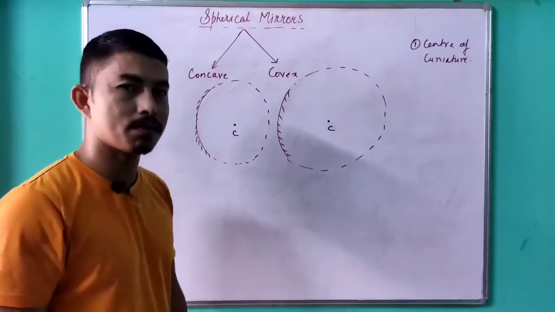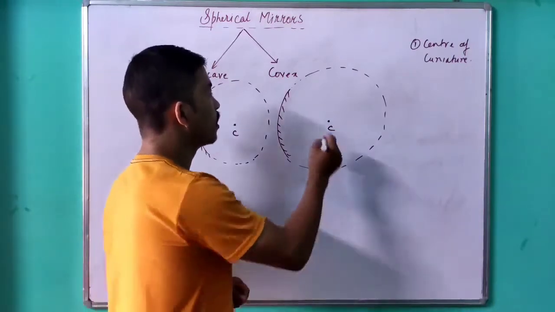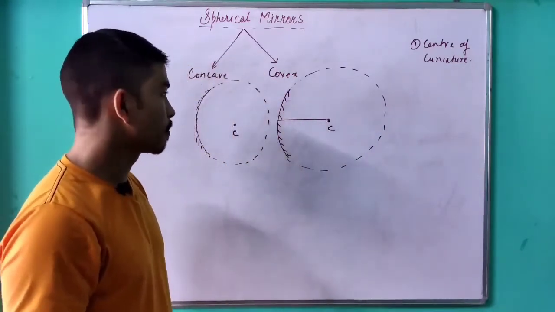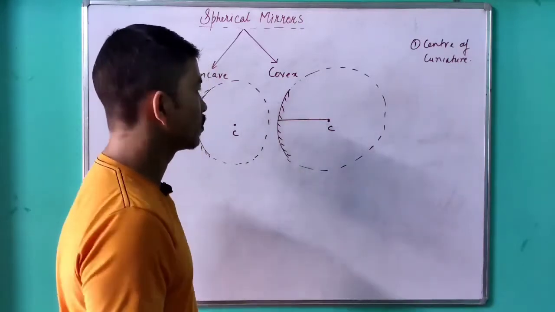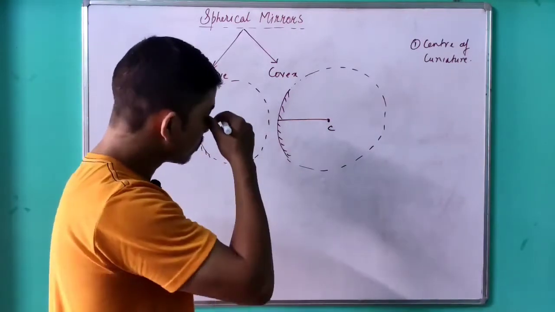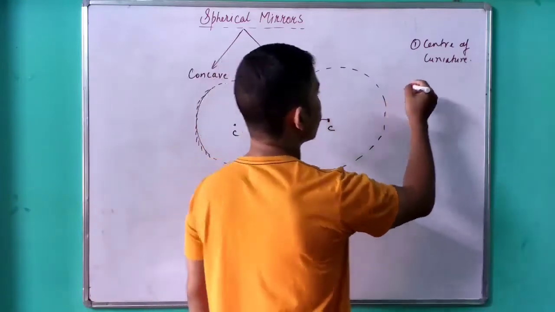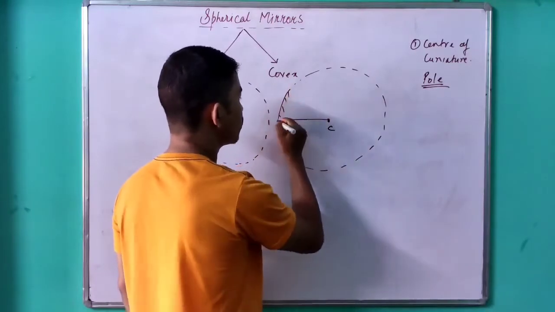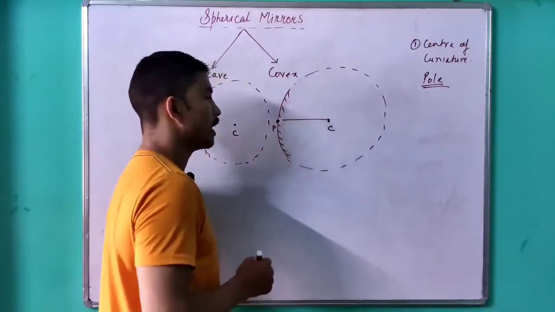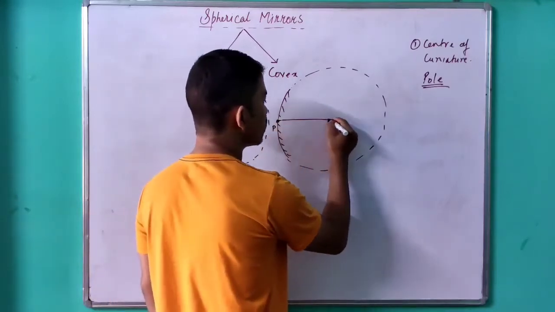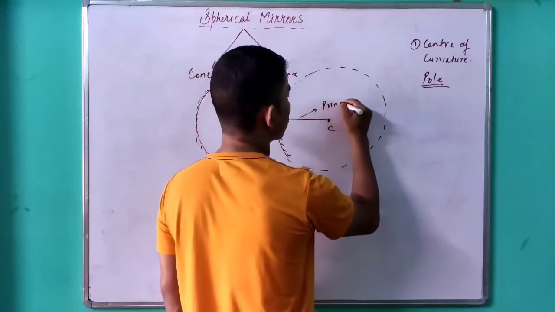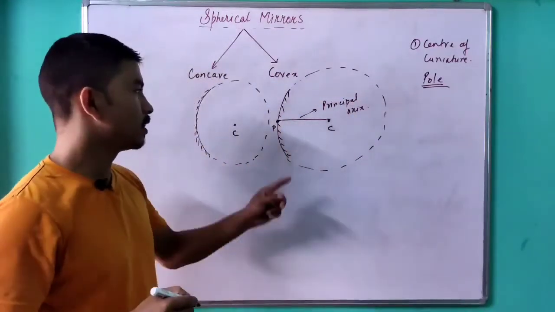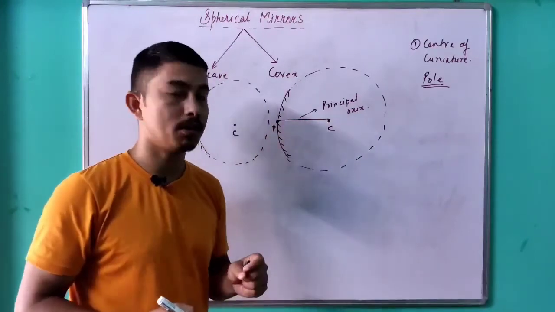The second is the radius of curvature. The radius of curvature is simply the radius of the sphere whose part is the mirror. Then we have the principal axis. Before that we must know the pole. What is a pole? The geometrical center of the mirror is known as the pole. I write it here as P. A straight line connecting the pole and the center of curvature is known as the principal axis.